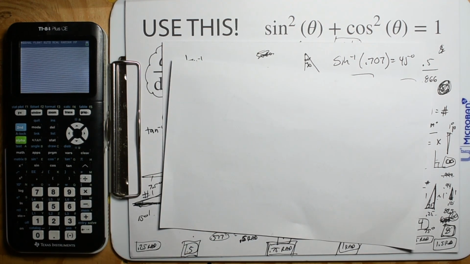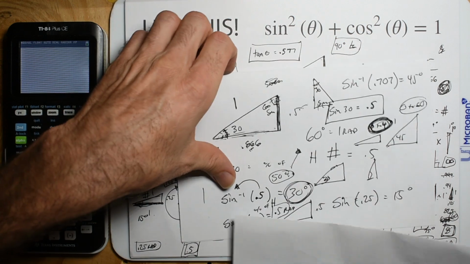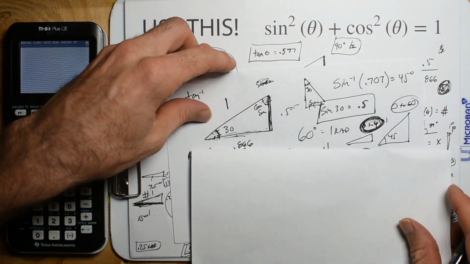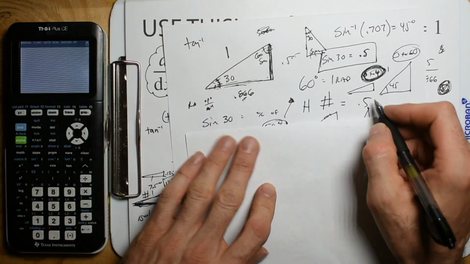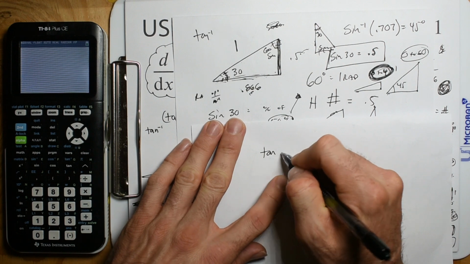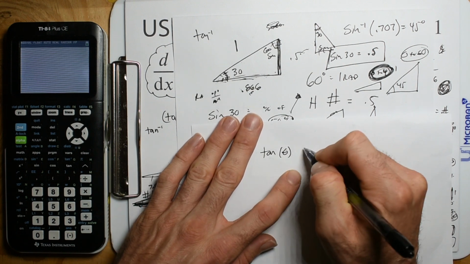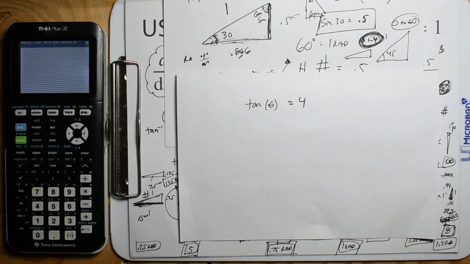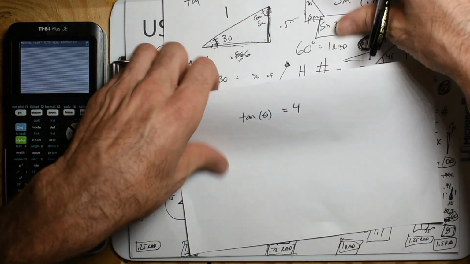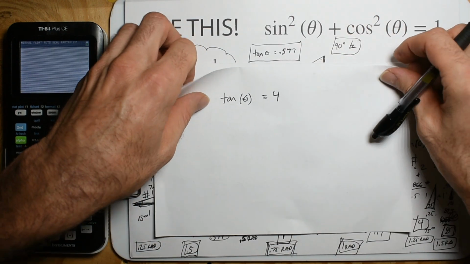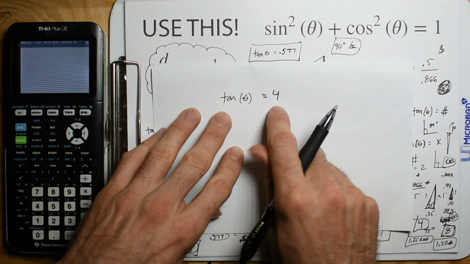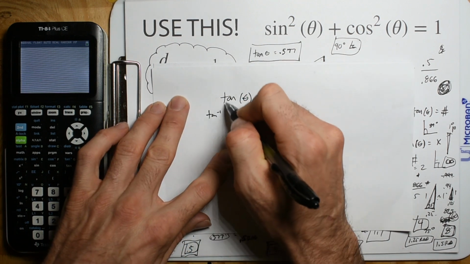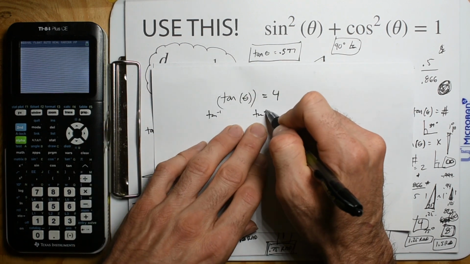All right, I'm going to ask my first question. The question is, if the tangent of an angle is 4, what does that mean? And then how can we go about finding the angle? From mathematics, I can just say, let's take the inverse tangent of this.